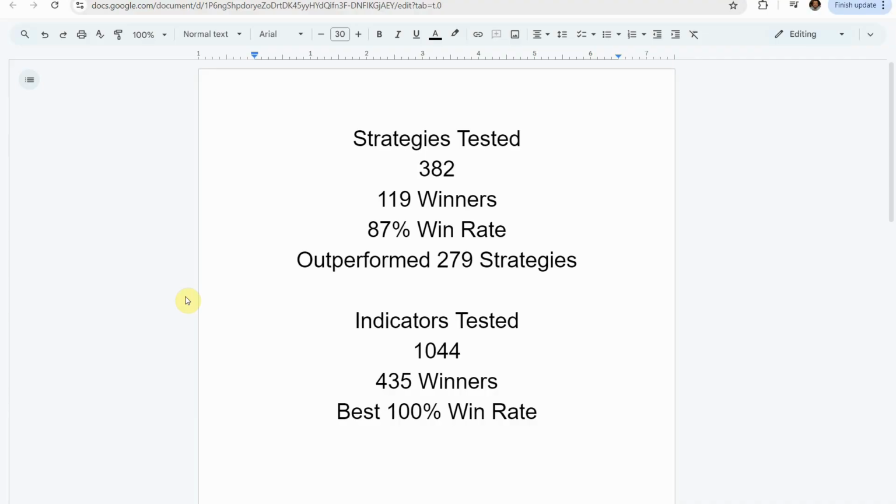Alright, as I said, today we will be testing a scalping strategy. Before we do though, I wanted to put the testing scoreboard up for everyone to see. So to date, we have tested a total of 382 different strategies, with 119 of them being winners. The best one so far was able to achieve an 87% win rate. That was achieved using the Academy of Forex indicator. And so far, since we've been keeping track, it has outperformed 279 of the other strategies that we have put it up against, every single one so far. We've also tested a total of 1,044 indicators, with 435 of them being winners.